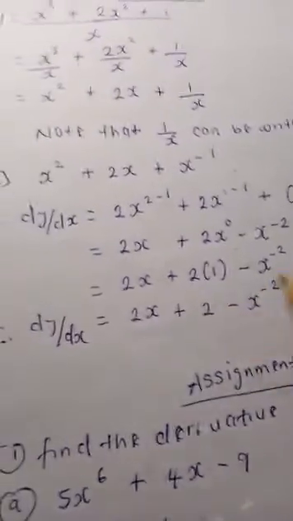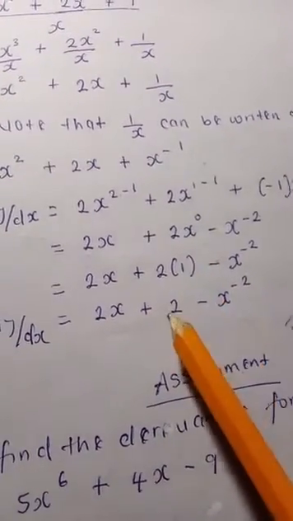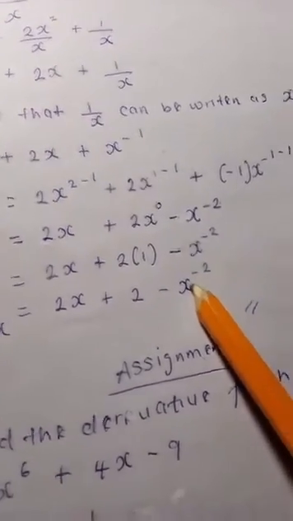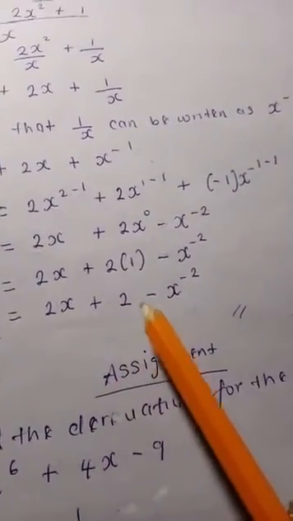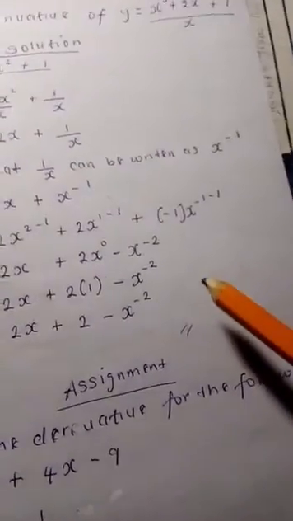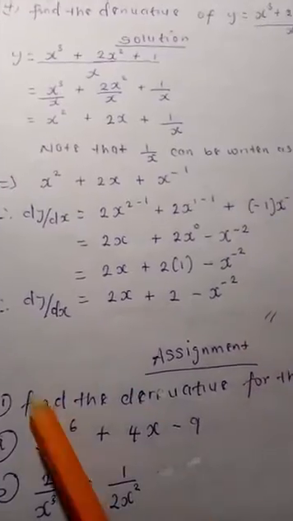Hope it's clear. So from here, 2 times 1 is 2. Bring that here. So this is my answer. dy/dx is now 2x plus 2 minus x raised to the power minus 2. So look at it very well. If there's any confusion, please ask your question. Don't just keep mute. Ask your question.